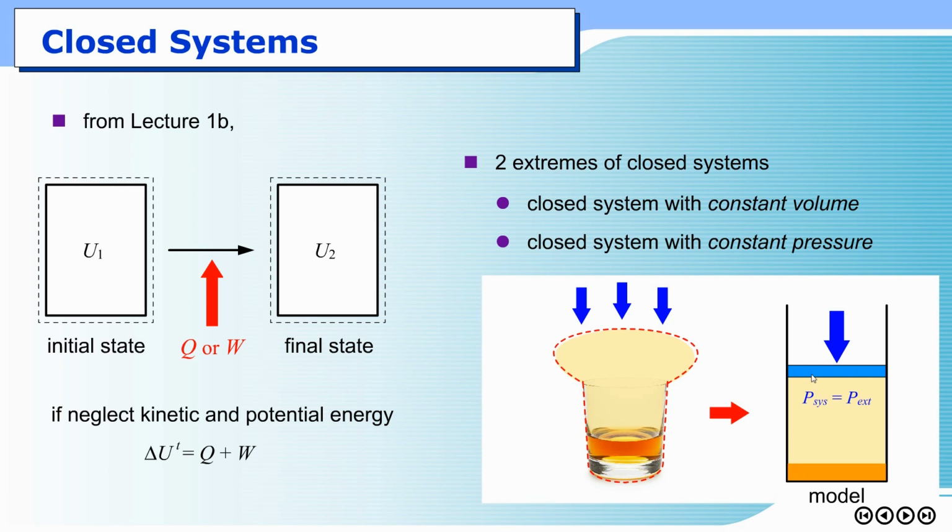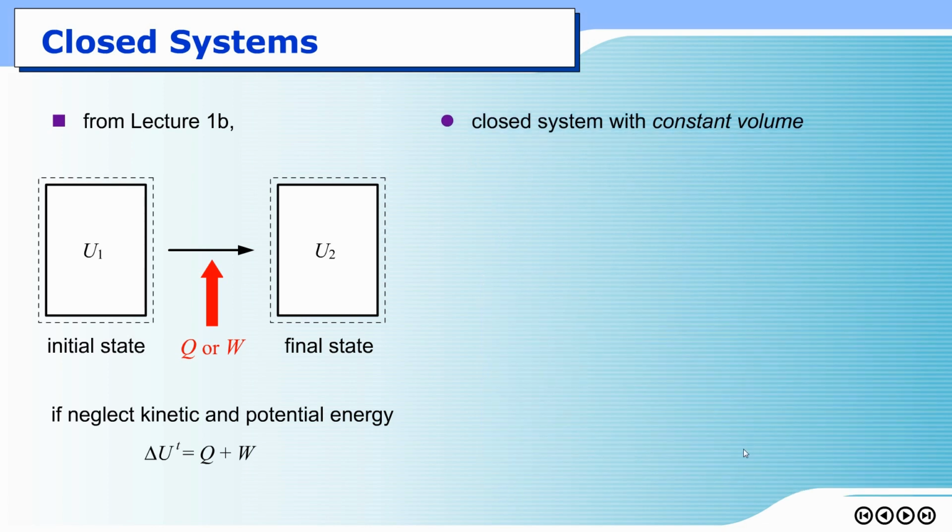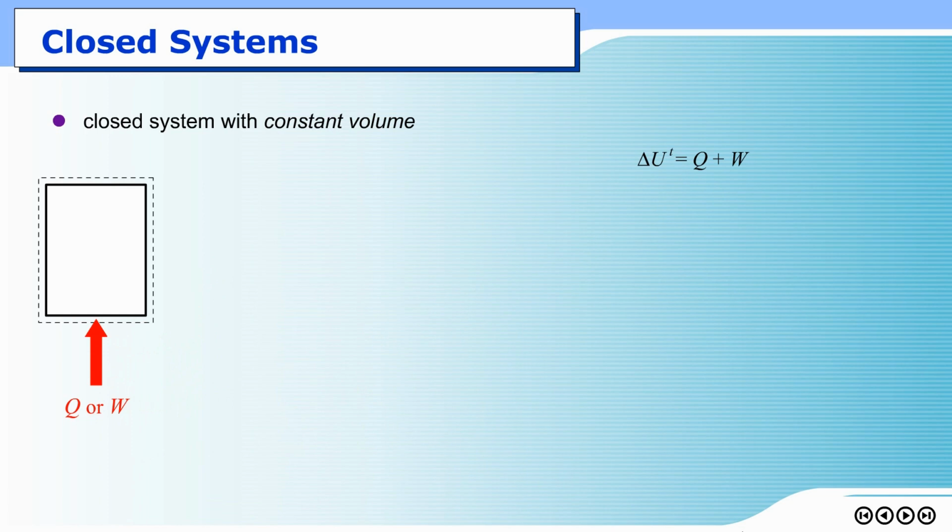So if this one is the model for the system on the left, we have a closed system, but the volume of this system can expand, while the pressure outside the system and the pressure inside the system remain constant at all times. Inside you may have liquid together with vapor, and during evaporation the piston expands to keep the pressure constant. Such a system is called a closed system with constant pressure. So let's analyze each extreme.